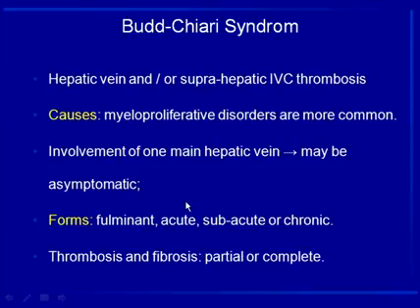Budd-Chiari Syndrome. Budd-Chiari Syndrome involves the hepatic vein or IVC thrombosis. There are many causes of Budd-Chiari syndrome, and myeloproliferative disorders are more common. Involvement of one main hepatic vein may be asymptomatic in some cases. The forms: fulminant, acute, subacute, or chronic forms of Budd-Chiari syndrome.